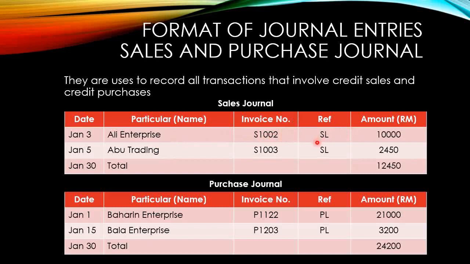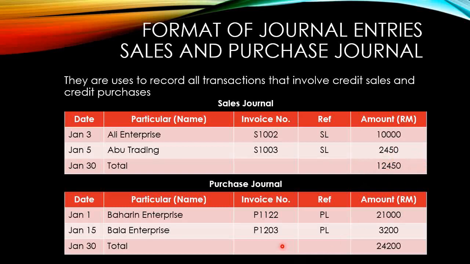The reference here refers to which ledger that you're going to post to after this. So I put the sales ledger. Put there the amount 10,000 ringgit, and for Abu it is 2,450. So the total credit sales that I have during the month was 12,450.